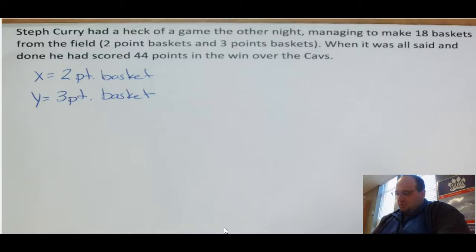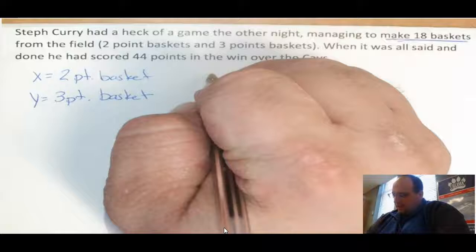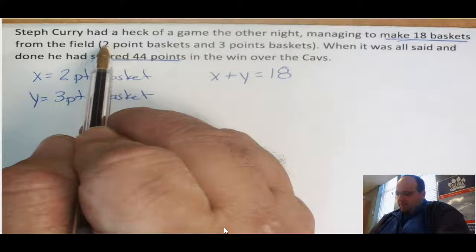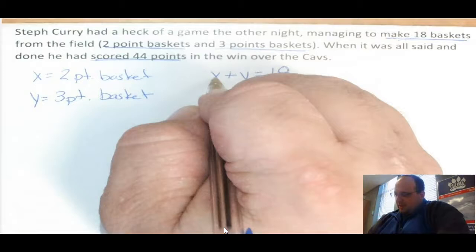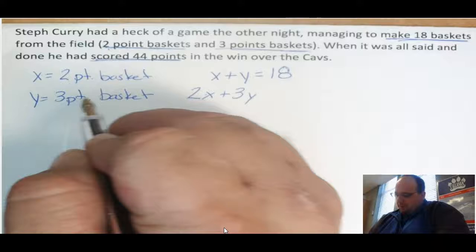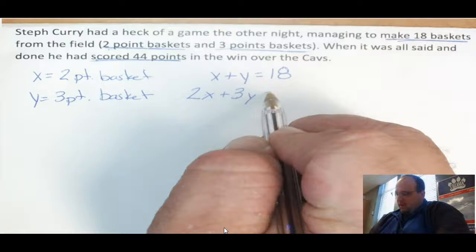Okay, I see that he makes 18 baskets. So I know when I take x and add it to y, I'm going to get 18. I also know that he scored a total of 44 points. But keep in mind, there are two-point baskets and three-point baskets in basketball. So x is going to have a 2 next to it because that's the value of x each time, 2 points for every x. We're going to add that to 3y. The reason I got the 3 is because each 3-point basket is worth 3 points, so I put a 3 there because that's the value of each. We're going to set that equal to his total points scored, which were 44.